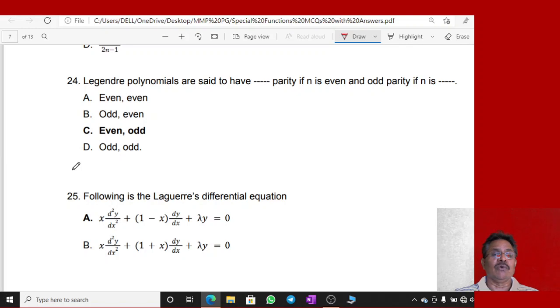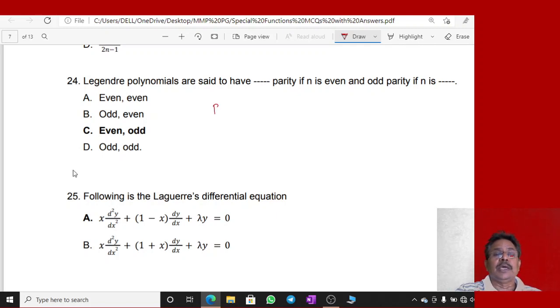Now question number 24. Legendre's polynomials are said to have dash dash parity if n is even and dash dash parity if n is odd. So this is again, you can go from the diagram, as well as there is one property of Legendre's polynomial. That property we have already seen.